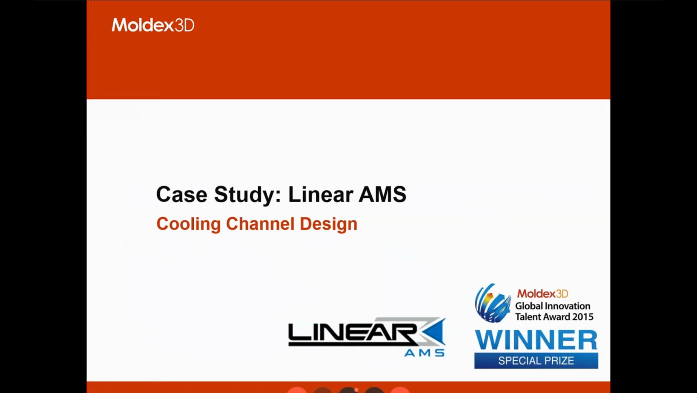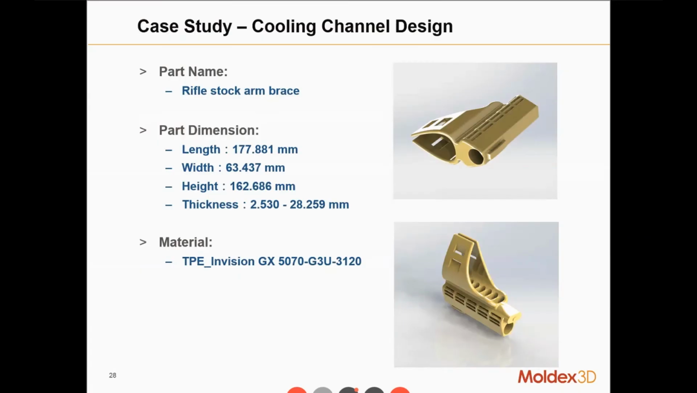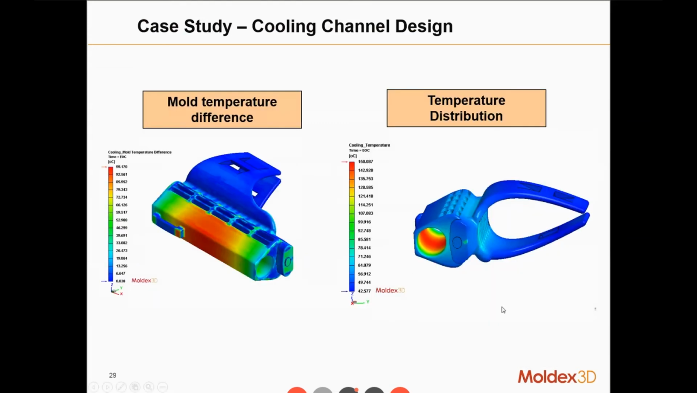Next is a case study from Linear AMS, who won the special prize in the 2015 Global Innovation Talent Award. They changed the cooling channel design to improve the warpage. This is a rifle stock arm brace. It has a length of 180 millimeters, and the thickness is from 2.5 millimeters to almost 30 millimeters. The material is TPE.